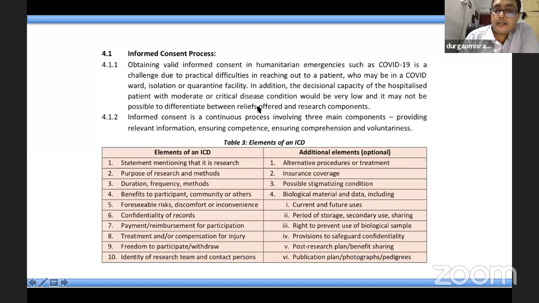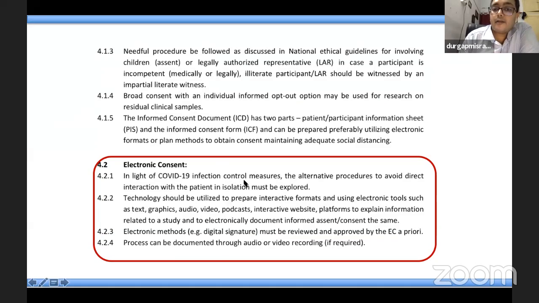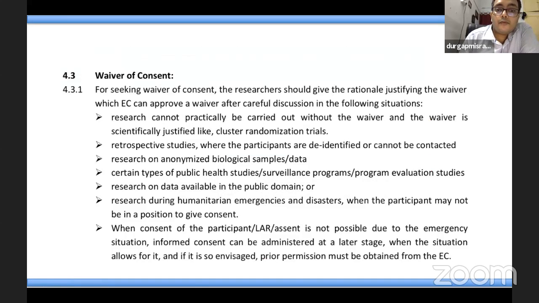Informed consent, we had already discussed. The elements of informed consent remain the same, but one can use electronic consent in these times. However, you need to document the process, possibly through audio or video recording, and inform the ethics committee that such electronic consent shall be obtained. Waiver of consent can be done in the usual circumstances like retrospective studies, de-identified participants, and anonymized biological samples or data. This can also be done for waiver of consent during the COVID-19 pandemic. So that's important for researchers who are working on COVID-19.